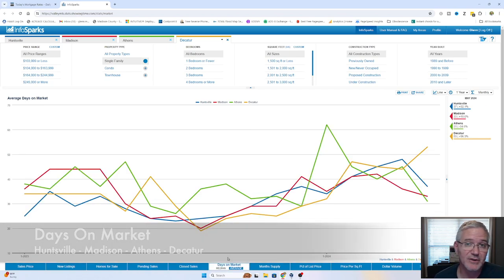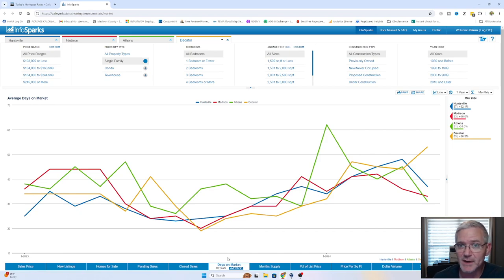The days on market. So days on market are definitely increasing. There's more inventory. Interest rates are high. Homes are staying on the market longer. Still not horrible, but definitely longer than they have been. Huntsville averaged 37 days on market. Madison, 33 days. Athens, 31 days. And then Decatur, 53. Decatur, that's significantly more than what they had a year ago, which is a 96% increase, significantly different than where they were a year ago.